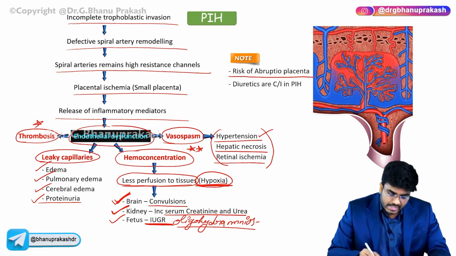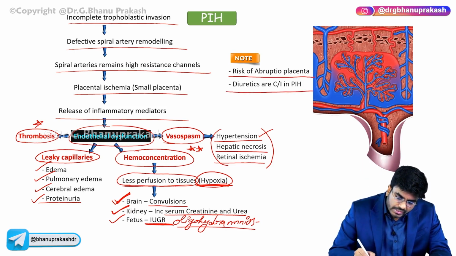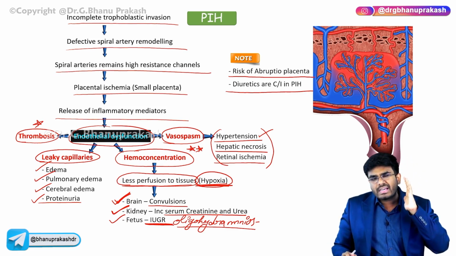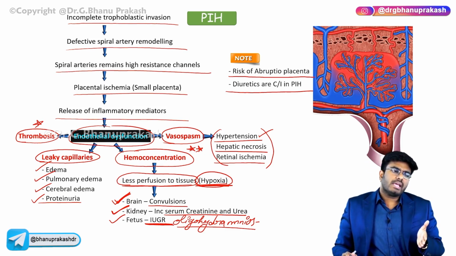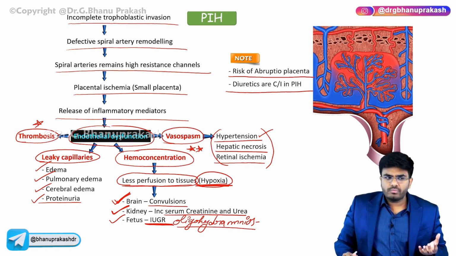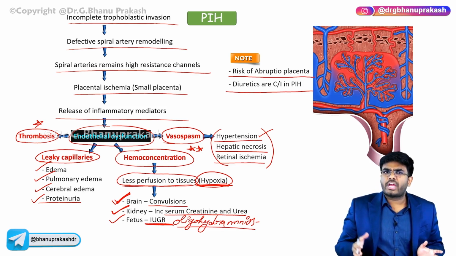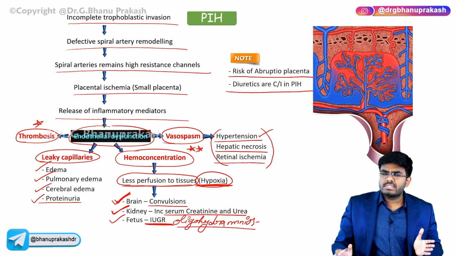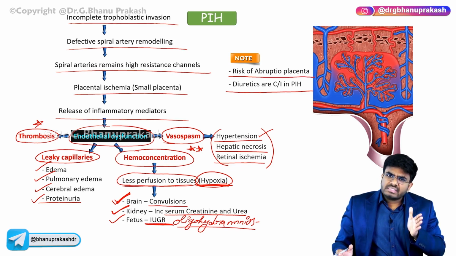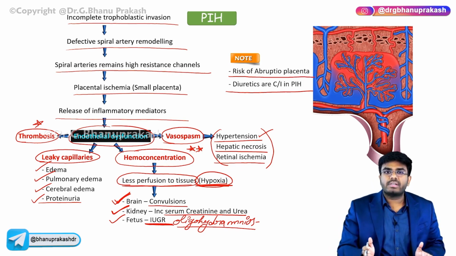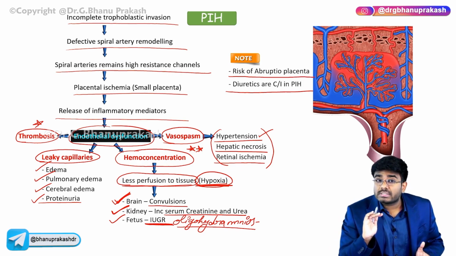And a very important point is that diuretics are contraindicated in pregnancy induced hypertension. True or not? Yes. If you are thinking logically, this patient is a hypertensive patient. Now, how do we usually treat hypertension? Usually we treat hypertension by using diuretics. Diuretics are antihypertensive drugs. So can we use diuretics to treat this hypertension? Definitely not. In pregnancy induced hypertension, diuretics are contraindicated.